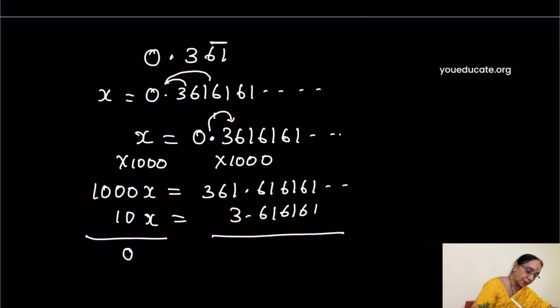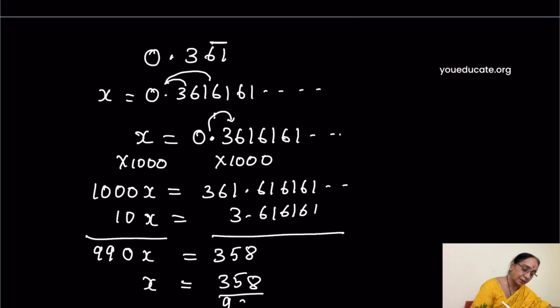So now I do the subtraction, the rest is the same. So here you get 990x is equal to, there is no decimal, all that will be 0. 361 minus 3, 358. So x will be equal to 358 divided by 990. I can see that both are divisible by 2. So 179 divided by 495. Yeah. So this is the simplified form of the fractional representation of 0.361, where only the 61 repeats. So you can try out more questions like this.